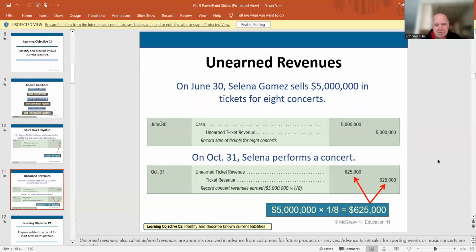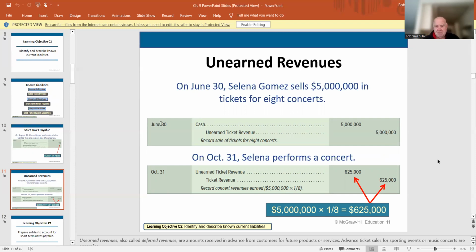Unearned revenue. On June 30, Selena Gomez, wow, boy, that's my favorite, huh? Selena Gomez sells $5 million in tickets for 8 concerts, okay? The tickets were sold in advance of her performance. So Selena Gomez will debit cash and credit unearned ticket revenue. That is a liability. She owes not money to the people who paid her. She owes performances.